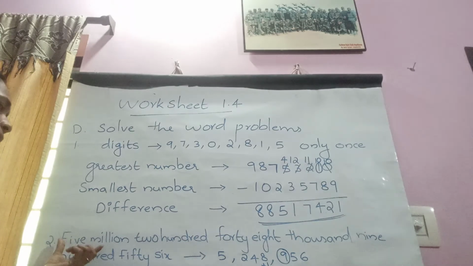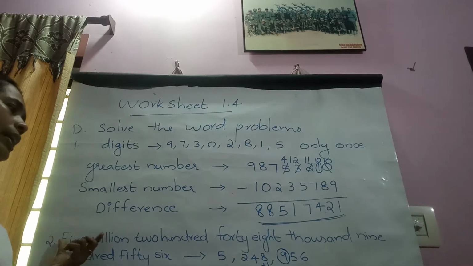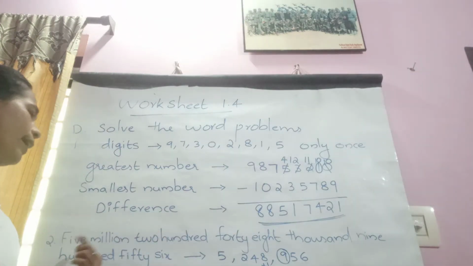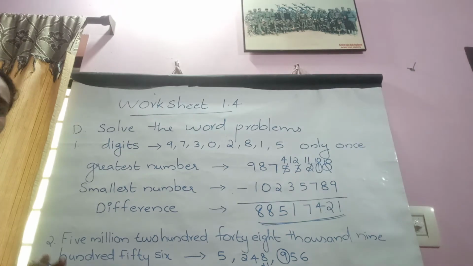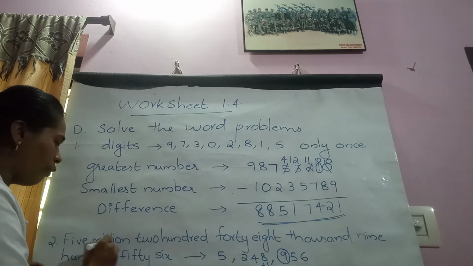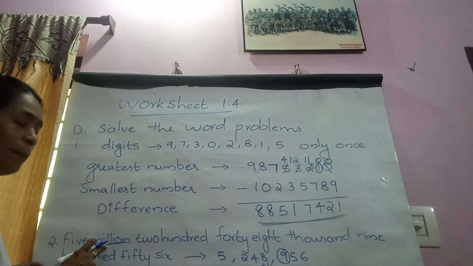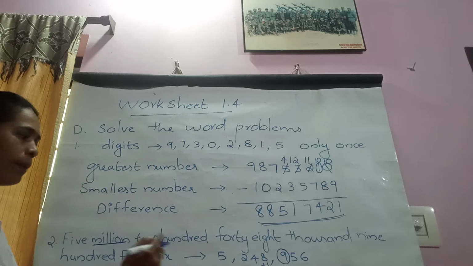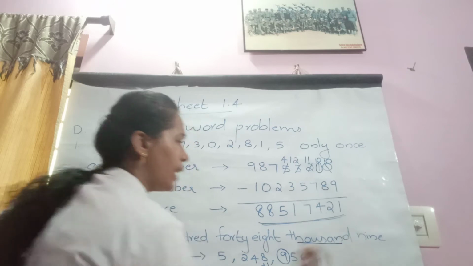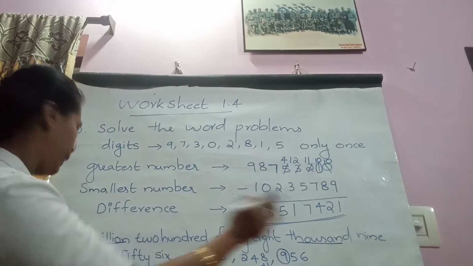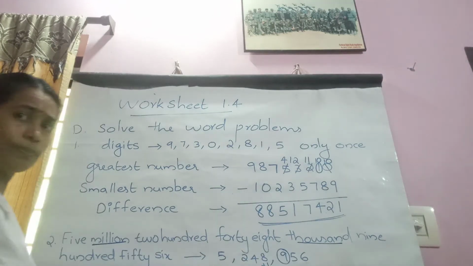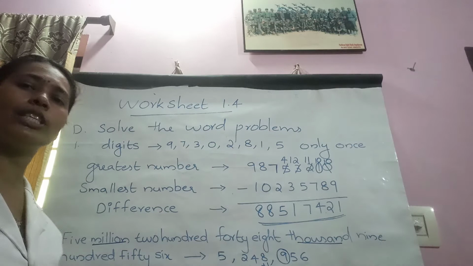So let us see. They have given the number as 5,248,956. So let us write the numeral. After writing 5, instead of million, put a comma because million is the name of the period. Then 248, comma. Instead of 1000, we can put a comma. Then the last one is 956. Now let us round off the number to the nearest 1000.